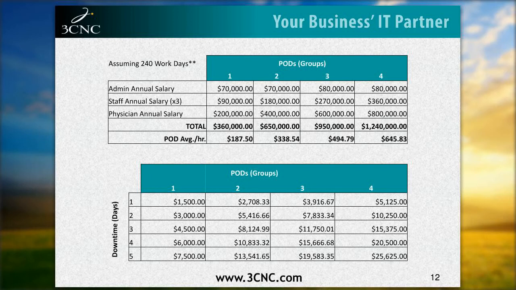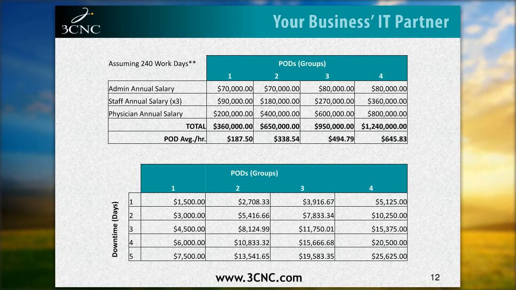And we're going to use that number to help us calculate the daily and even hourly costs of downtime in relation to salaries. So let's take a look at the pod or group 1 at the top, and we'll use a medical practice for the sake of this example, right? So we're going to assume with one medical group that there's an administrator who's making $70,000, a staff of 3, which makes $90,000, so roughly $30,000 each, and a physician making $200,000. Again, these are pretty conservative numbers, and these are just ballpark figures.